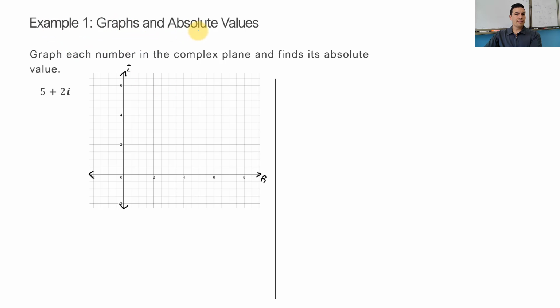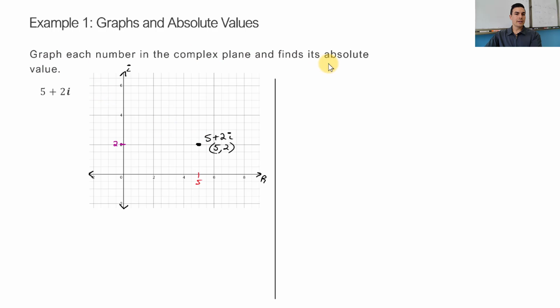First things first, let's graph and then find the absolute values of some complex numbers in the complex plane. So we have our complex number 5 plus 2i. So we're going to move along the real coordinate axis. The real axis is going to go over 5, positive 5, and then we're going to go up 2 on our imaginary axis. Now we just plot our point here at the intersect of these two lengths, and we have coordinates of 5, 2 on our Argand plane.